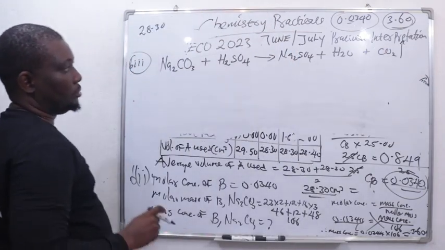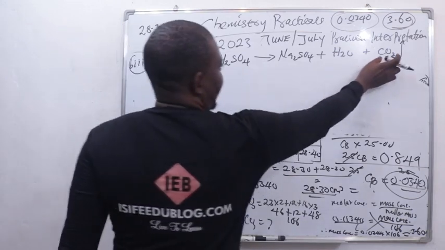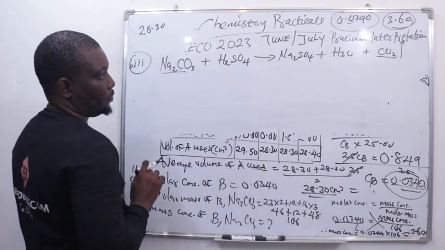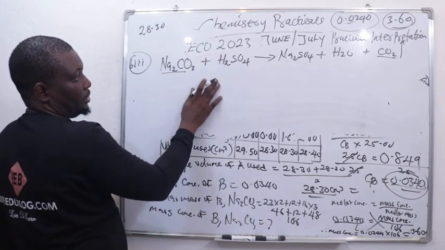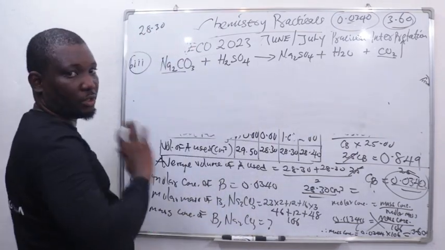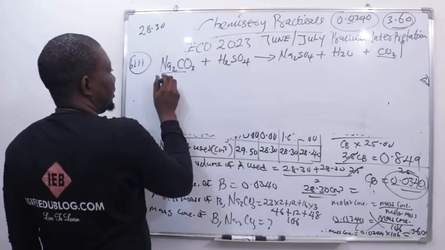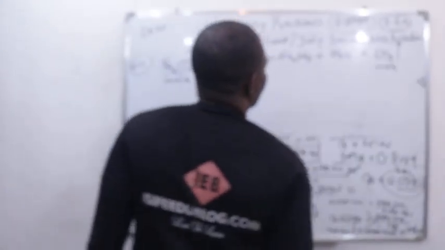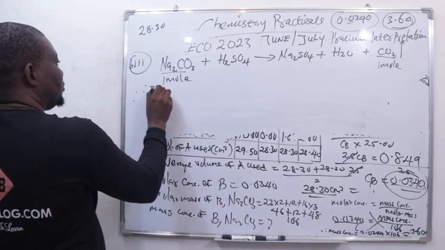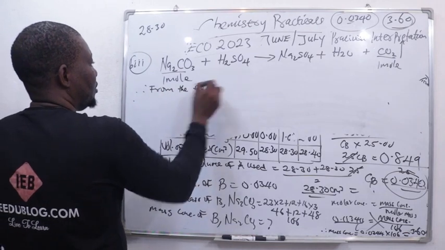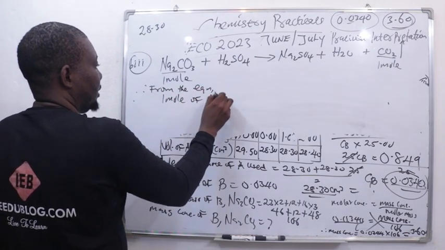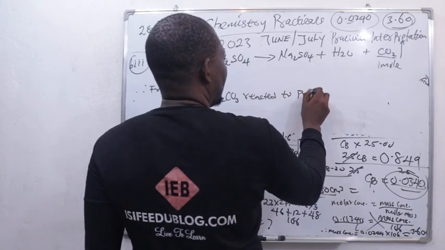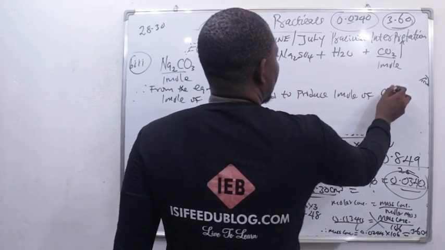Now, in this case, how many moles? Basically, this gas here was evolved from this. So our interest will be this and this. How many moles of this reacted in this equation? Once this equation is balanced, we already have the stoichiometry. The amount of this that reacted with this is 1 mole, and it was able to give me 1 mole of CO2. So from the equation, 1 mole of Na2CO3 reacted to produce 1 mole of CO2 gas.